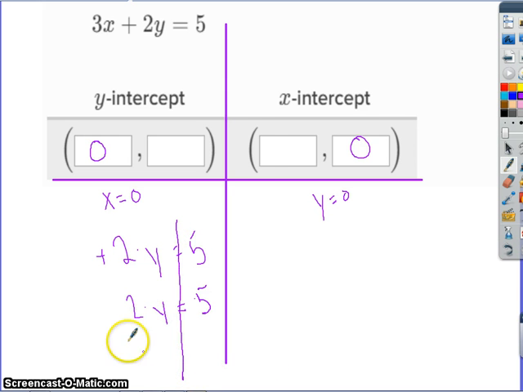I only have one variable, nothing wrong. What's the opposite of times 2? Divide by 2. Okay, put divide by 2 to both sides, cancel your opposites. Y is by itself. I have succeeded in solving for the y-intercept.